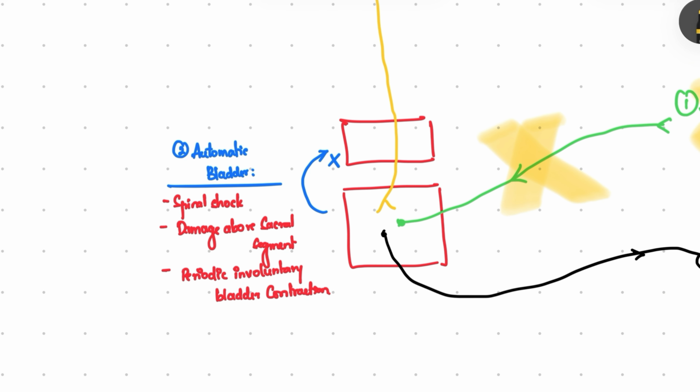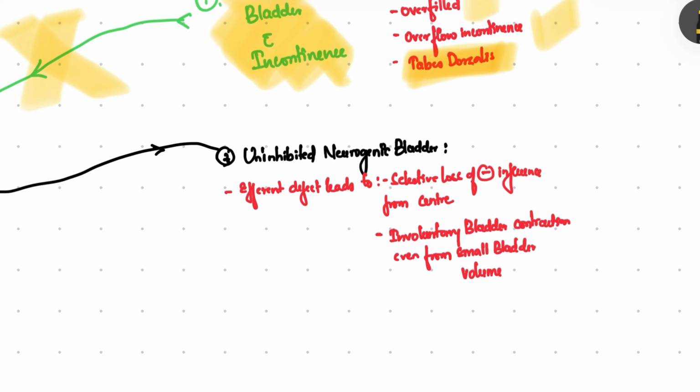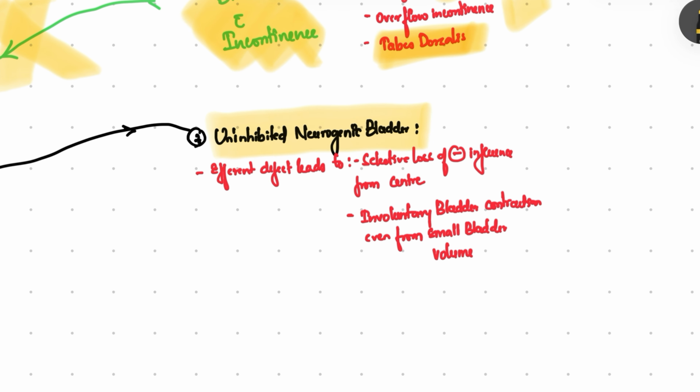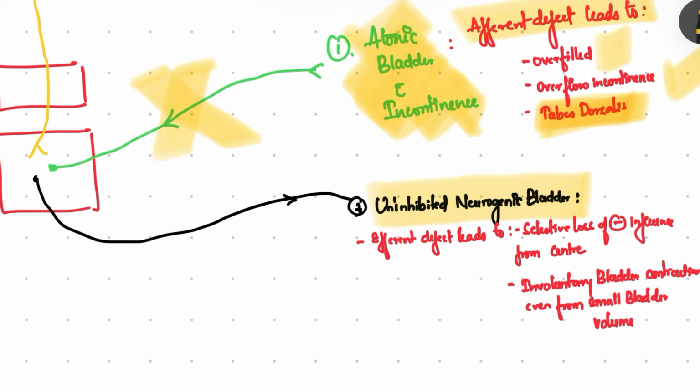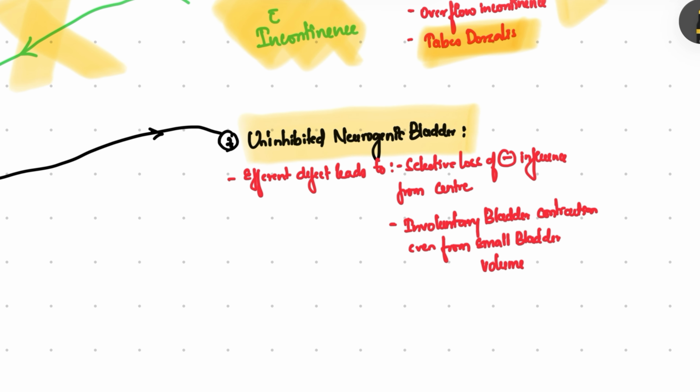Then coming to the second one, automatic bladder, where spinal shock will be there. The main thing you need to remember here is it's not at the exact level of sacral, but damage above sacral segment, and it leads to periodic involuntary bladder contraction. Then the last one, uninhibited neurogenic bladder. If sensory is affected, above the site is affected, then there should be something affecting the efferent, right? So this is the third condition where efferent will be affected.